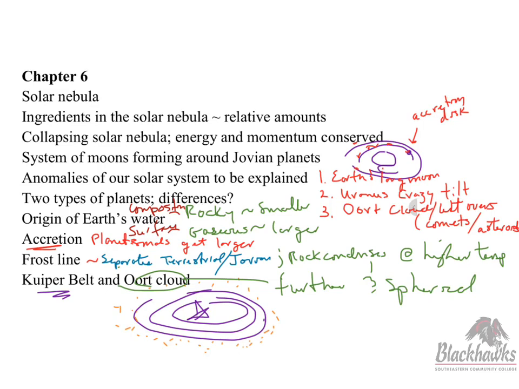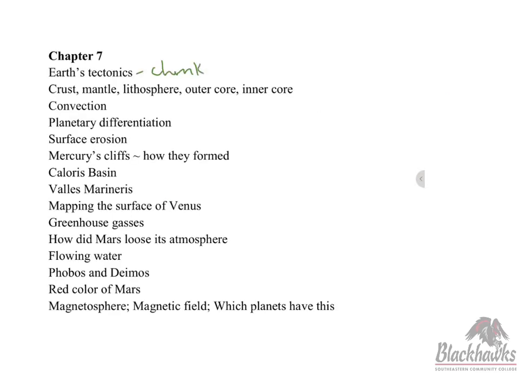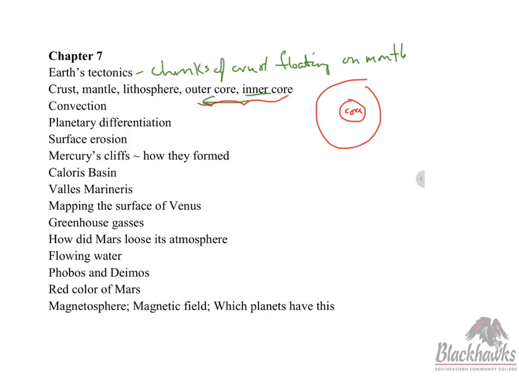Okay. Very good. So, Chapter 7. Plate tectonics: chunks of crust floating on mantle. And then I drew a little picture for the crust, mantle, lithosphere, and core, beginning with the inner core. Don't worry about the two types of cores, the inner and the outer, but just know there is a core. Then I drew the line for the mantle, and then my little crust, and the lithosphere is actually the crust and the top part of the mantle.